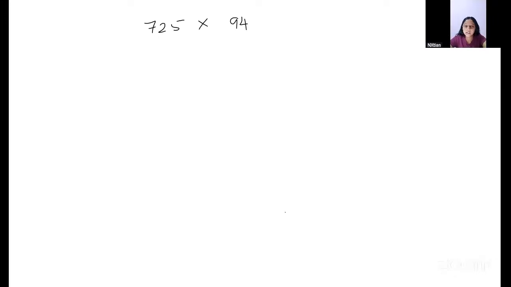The property says that I will expand 94 using the nearest 100. What is the nearest 100 to 94? 100 only, right. 94 is closest to 100. And 94 comes when I do 100 minus 6. So 94 I can also write in this form: 725 into 100 minus 6. Yes, because that is 94.